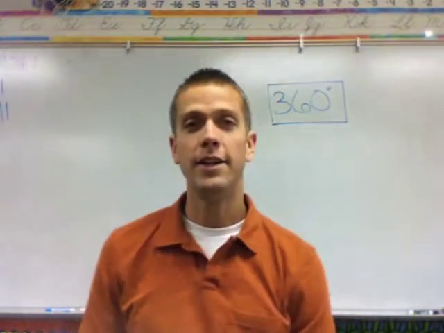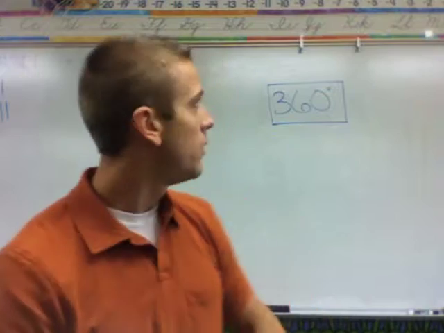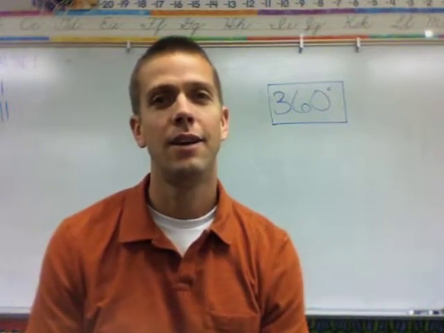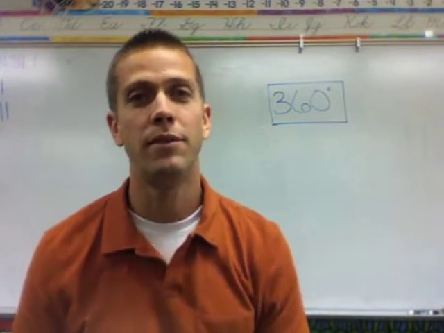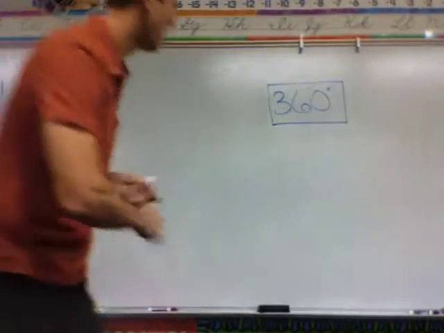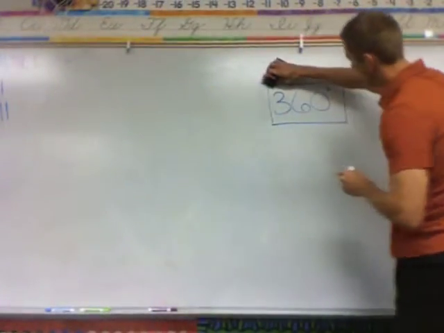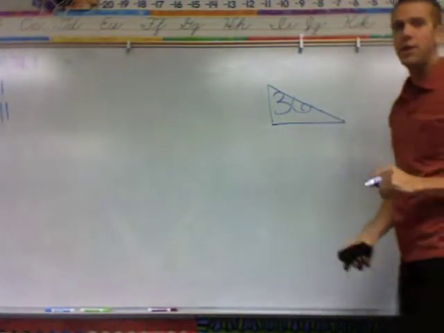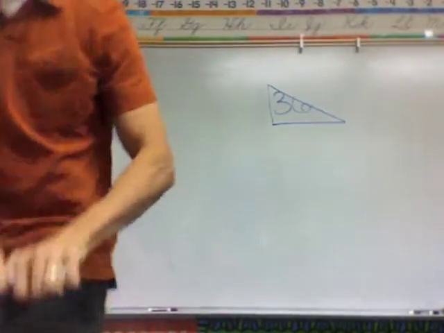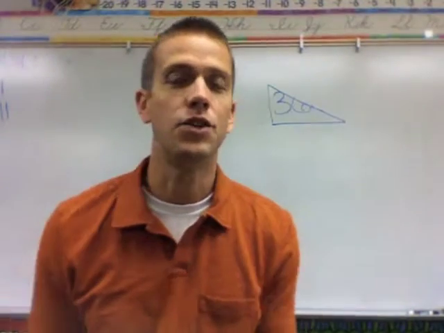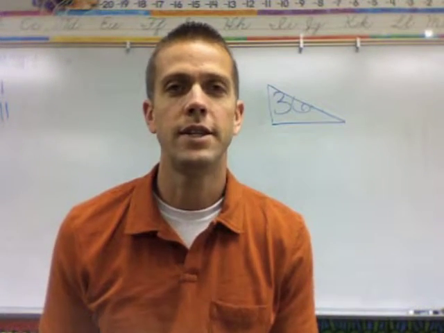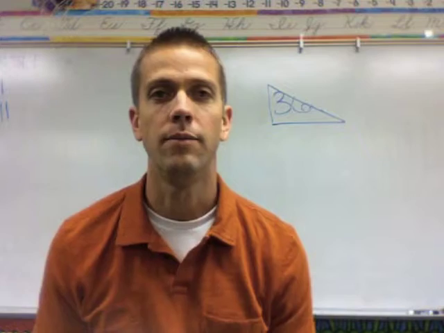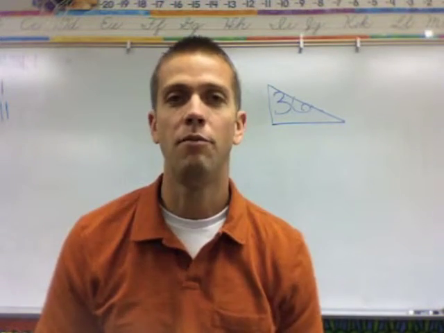Another way to look at it is 180 in relation to 360 is half. Well, what happens if you cut a rectangle in half? Cut it right here. You get a triangle. So half of a rectangle is a triangle. So half of 360 is 180. So now you know the sum of the angles of both of those.